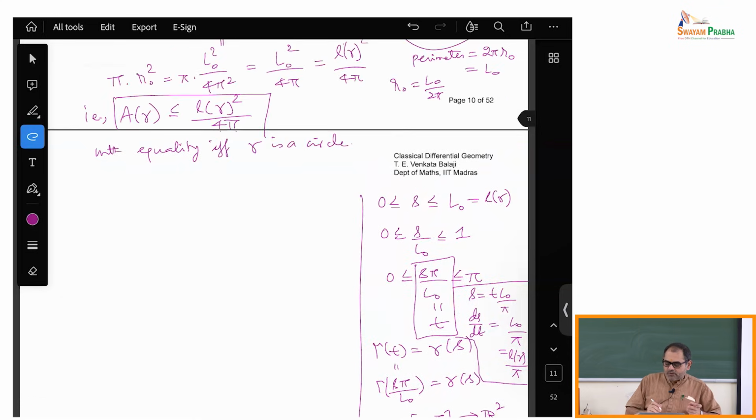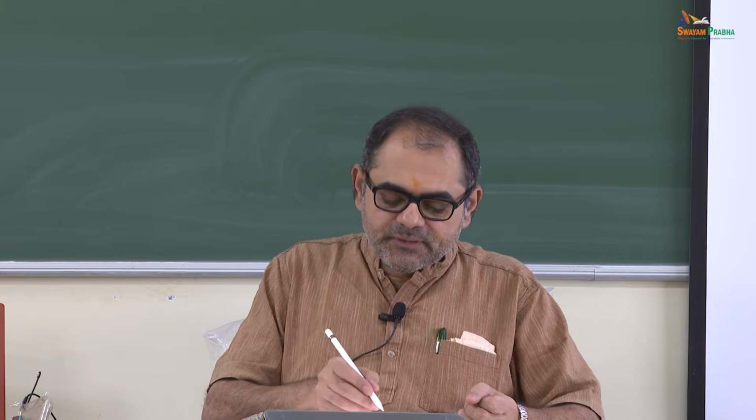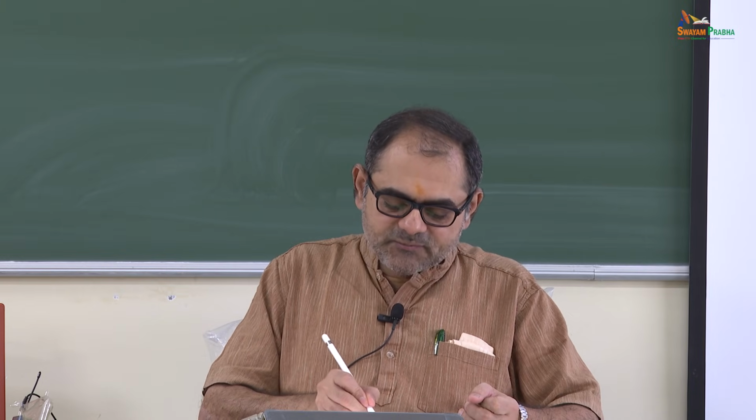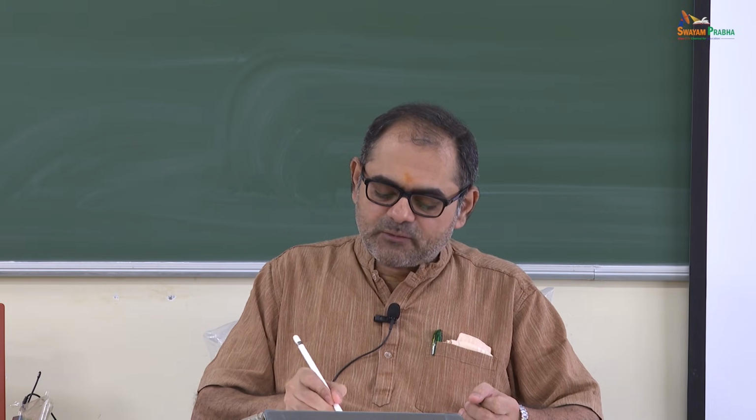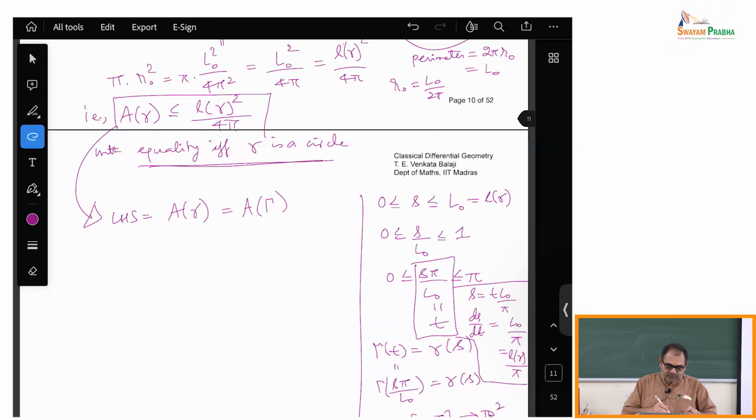Now, we want to prove this inequality, and we have to show that the equality is obtained only when gamma is a circle. Otherwise it's a strict inequality. So how are you going to do this? You see the LHS is the area of gamma, which is the same as the area enclosed by capital gamma. Let me write this carefully: this is the area of gamma of S, and this is the area of capital gamma of T.